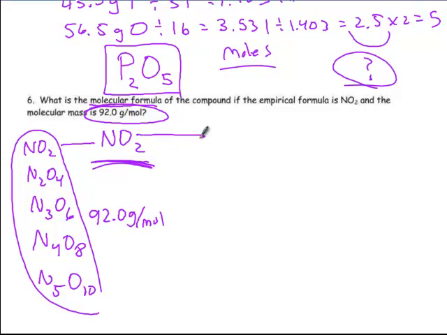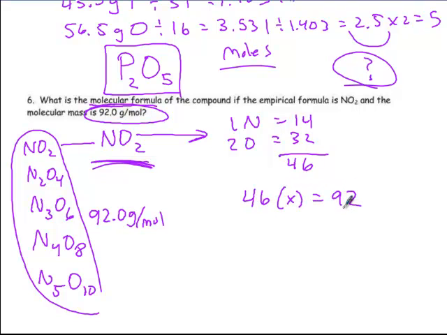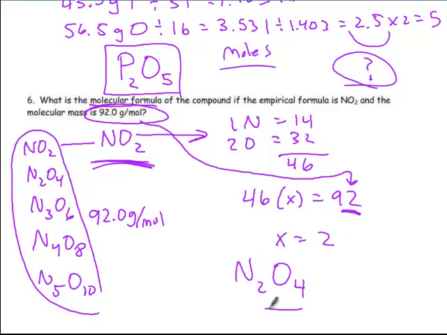So what I do is find the mass of this one. So I have one N and two O's. So 16 times 2 is 32. That gives me a mass of 46. So I say 46 times what number equals the mass of the molecular from the problem. So carry it over to here. X ends up being 2. And so I know then the correct formula is N2O4, multiplying each of the subscripts in the empirical formula by 2. Okay, next question.